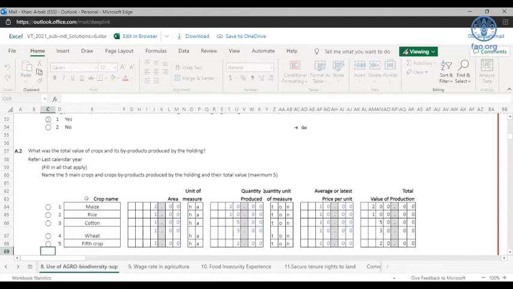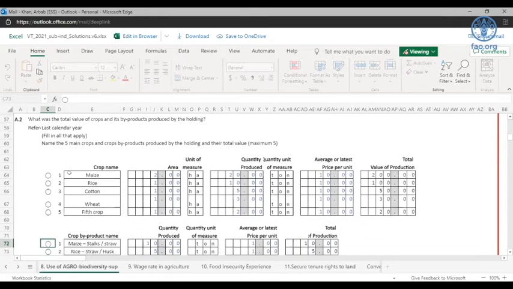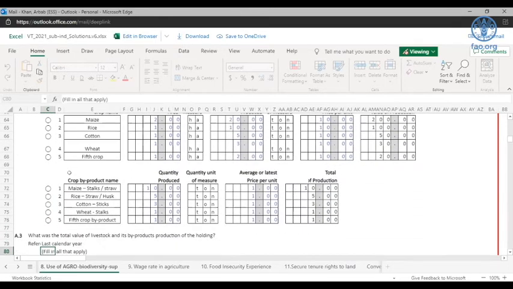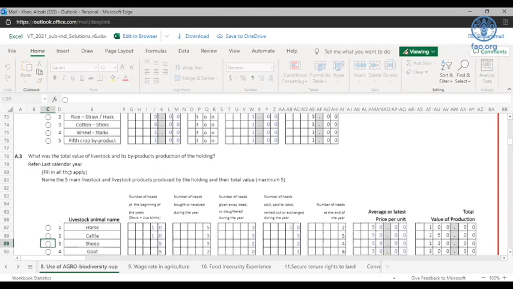And then, of course, the information that we have collected within the context of the economic dimension, which is used for land productivity as well as profitability and the resilience indicator, we ask what was the total value of crops and its byproducts produced by the holding. Of course, the idea here is to see what is the contribution of the different commodities to the farm value of output. So this question remained the same from the first part, as you can see here.